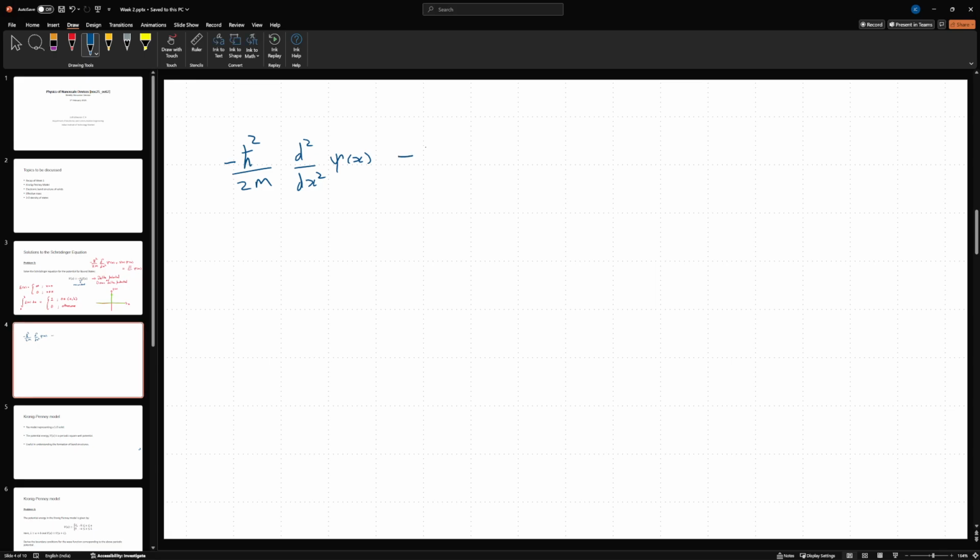So minus v naught delta of x psi of x is equal to e times psi of x. So this is the equation. Now, how do we go about solving this? If this were a constant, we know how to solve it. If this were zero, we know how to solve it. We have not looked at any special techniques for solving this thus far.